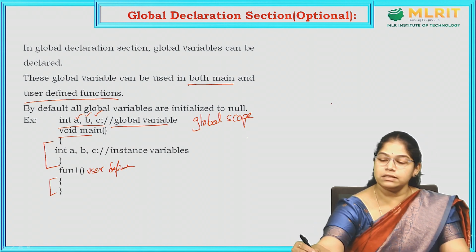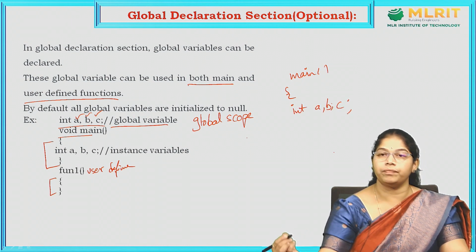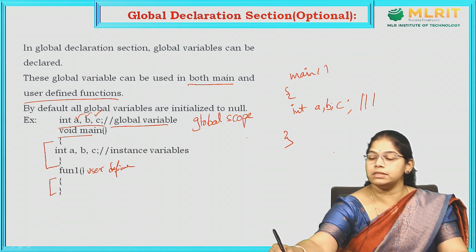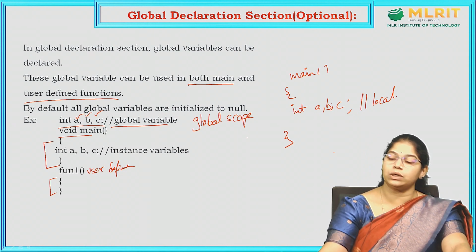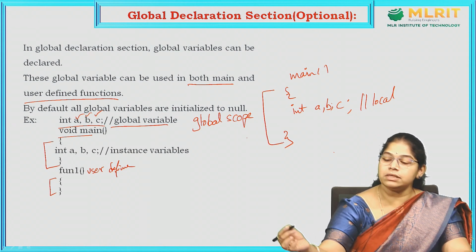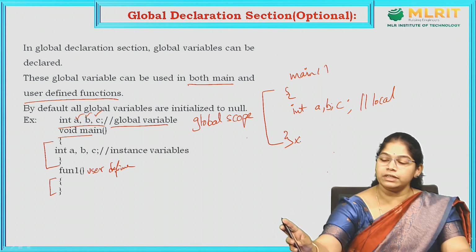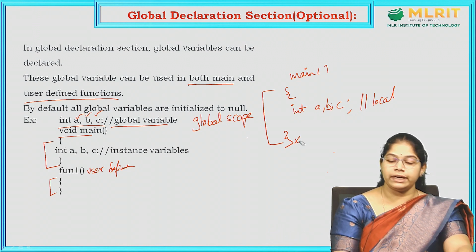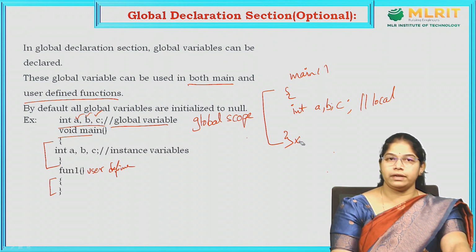Coming to this, let us suppose here I write main. Then I declare the variables int A, B, C, then end of the main. So these variables are considered local variables. That means these variables have a local scope, which means they are alive up to this scope only. After this, the variables will not exist. The memory will get deallocated for those variables after this scope. So this comes under local variables.